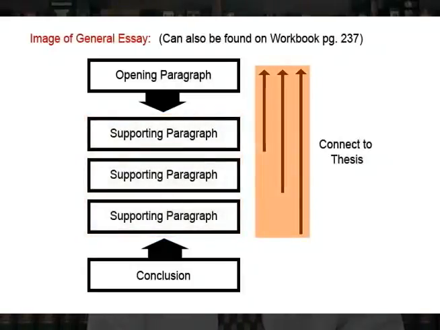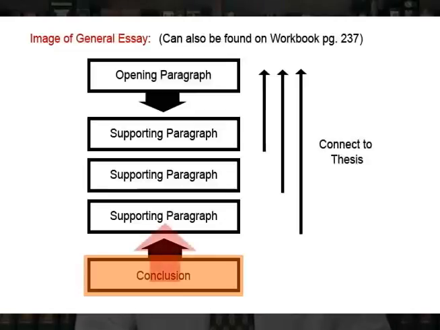Then the arrows to the right, the arrows are intended to show that each one of these supporting paragraphs should connect to the opening thesis. Okay, the opening paragraph in which the thesis is contained. So the arrows show that connection to the reader. Transitional words could be those arrows. Transitional words connect these ideas to your thesis. And finally, you have the conclusion with the arrow pointing up. The conclusion, again, is a restatement or going over your major points and assertions made earlier on in the essay.